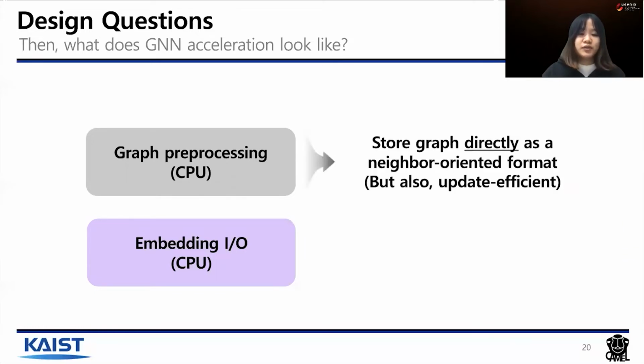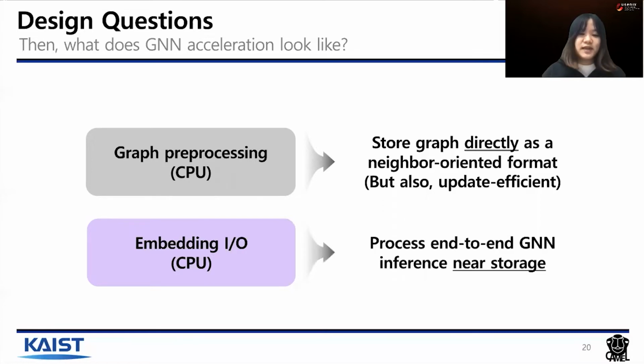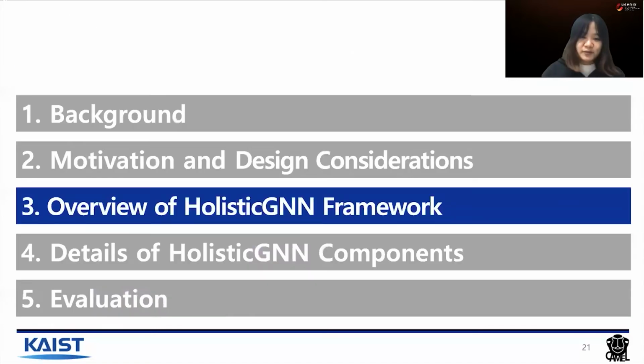Then what do we need to do for a new GNN acceleration system? First, we suggest storing the graph directly in a neighbor-oriented format that is also update efficient. Second, we suggest processing end-to-end GNN inference near storage. Based on our design considerations, we propose a new GNN acceleration framework called HolyCGNN.